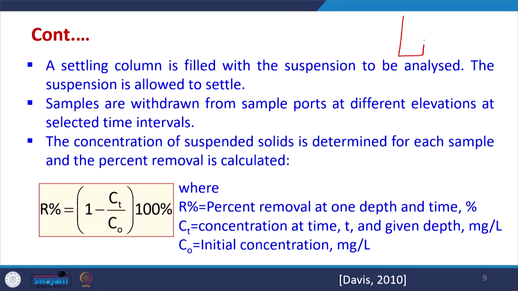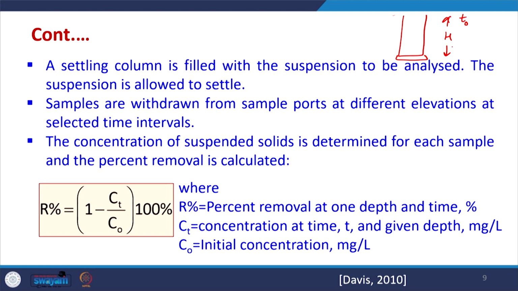Now, in the settling column method, we take the actual water and fill the settling column with the suspension that has to be analyzed. The suspension is then allowed to settle down. We have a column which we fill, and because this is a suspension, we allow it to settle down and we start measuring the time. So, at time t equal to t 0, suppose H is the height of this particular column.